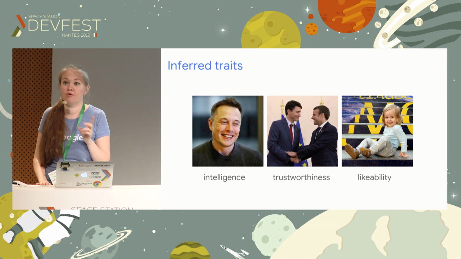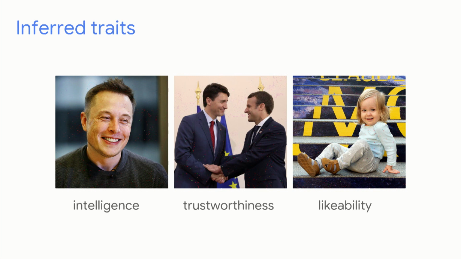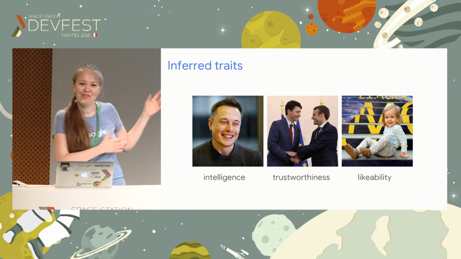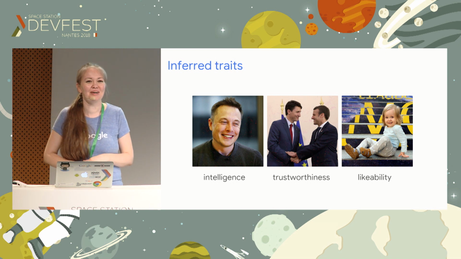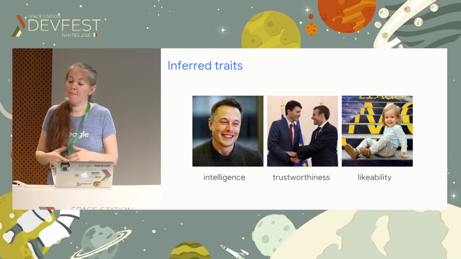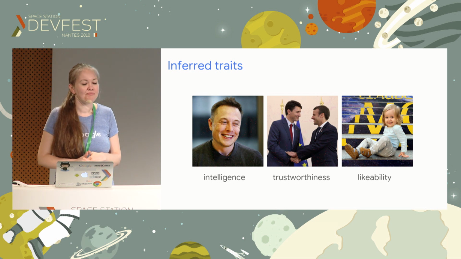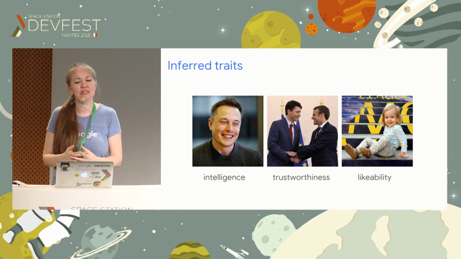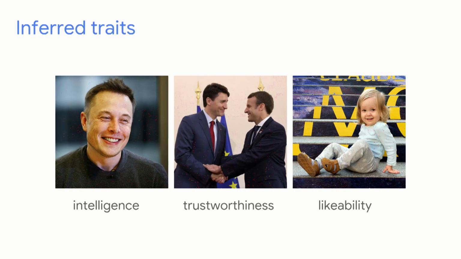Now there are also inferred traits, which come a bit later, in 2-3 minutes. When you interact with a persona, it can affect your perception of it. So you can understand whether the person is intelligent or not. You can understand if you can trust the person. And if you like the person. So you understand those inferred traits as intelligence, trustworthiness, or likability.